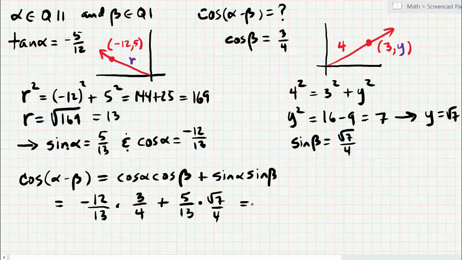We have a common denominator there. 13 times 4 is 52, so we'll put that in the denominator. In the numerator, we have negative 36 plus 5 square root 7, and that's it. We can't reduce that any further, so that is our answer.